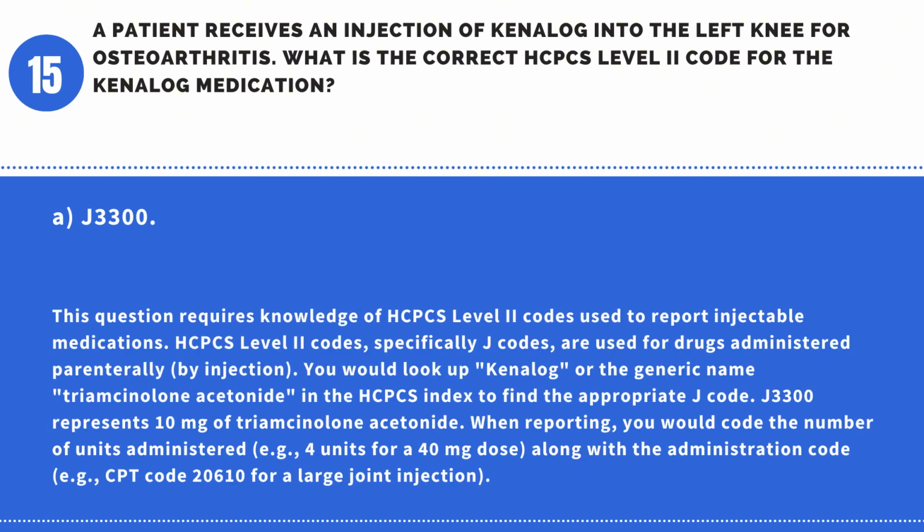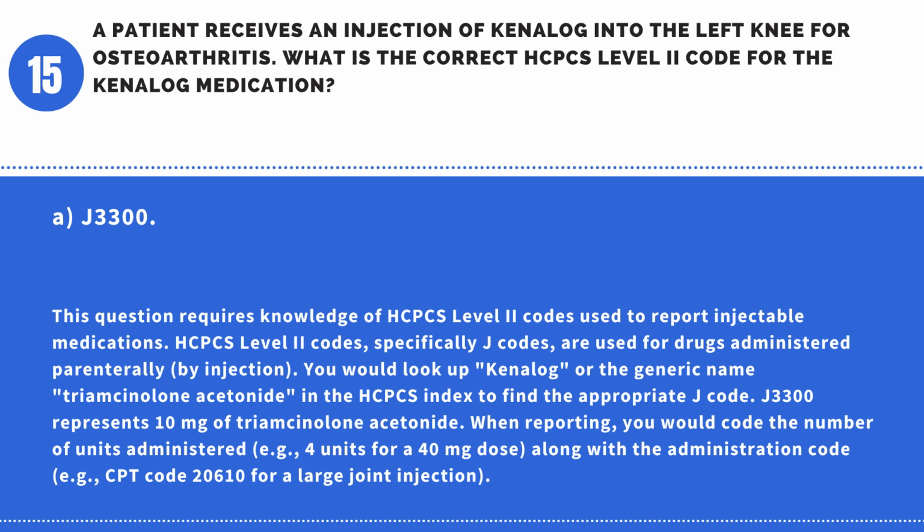Answer: A. J3300. This question requires knowledge of HCPCS Level II codes used to report injectable medications. HCPCS Level II codes, specifically J codes, are used for drugs administered parenterally, by injection. You would look up Kenalog or the generic name triamcinolone acetonide in the HCPCS index to find the appropriate J code.